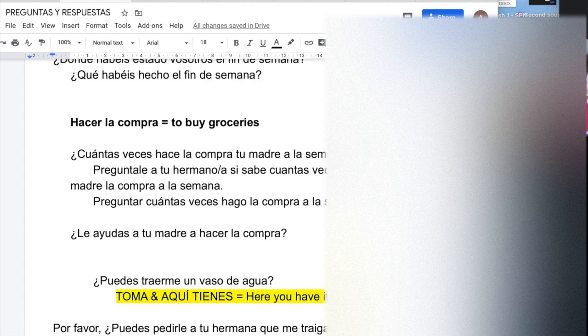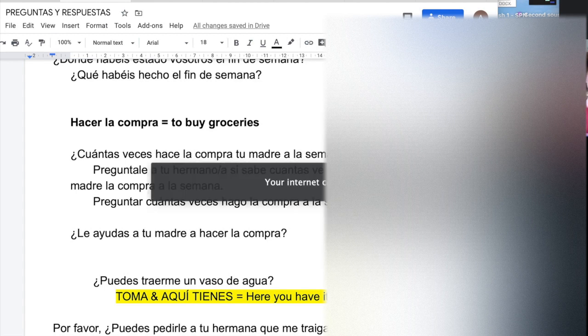Fen, pregúntame cómo hago la compra. ¿Cómo hago la compra? No, tú no, yo. Pregúntame a mí. ¿Cómo haces la compra? ¿Comprendes, Finn? Hago is I. I don't want to know how you do it. I want to know you asking me how I do it.